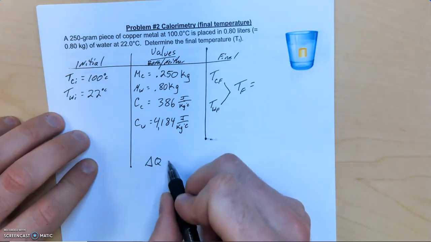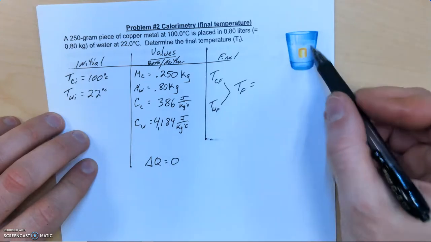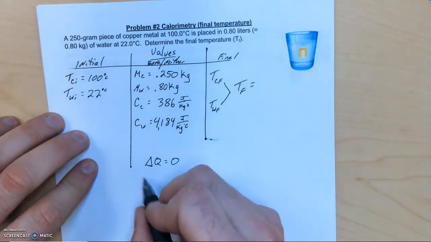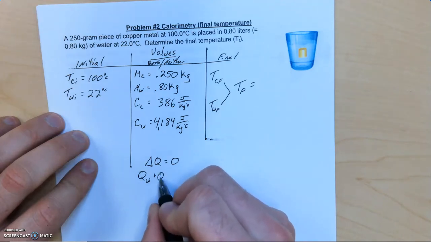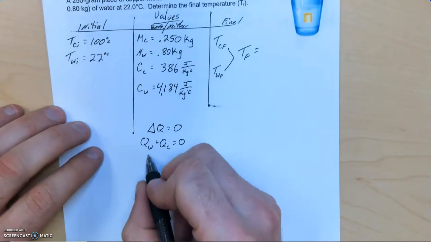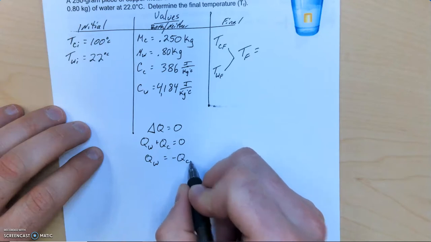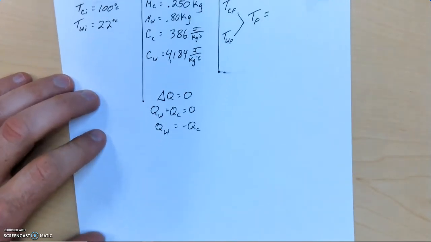Just like before, energy transfer needs to be 0. We're assuming that all the heat in the system stays in. We don't lose any to the atmosphere or the air or anything around there. So that means that the energy transfer of the water plus the energy transfer of the copper is going to equal 0. And if we're going to be solving for one of them, let's move the copper to the other side. All right, let's start doing some solving.